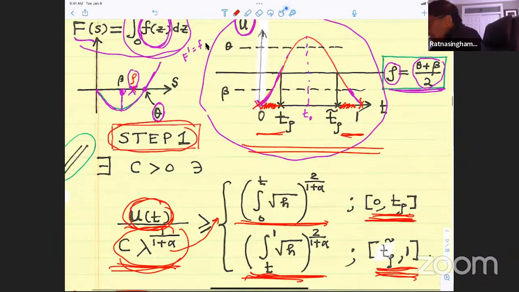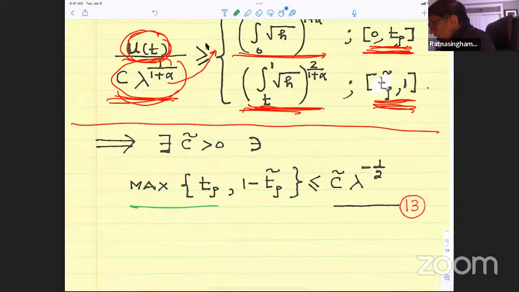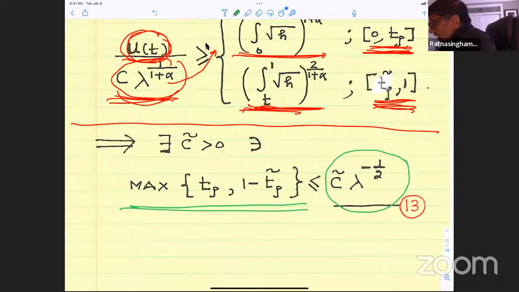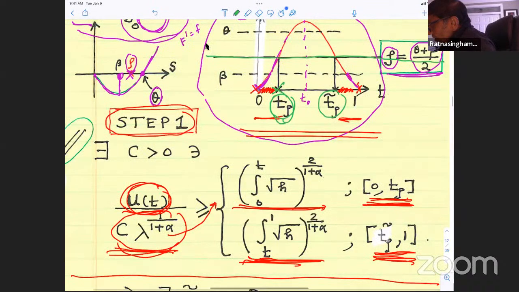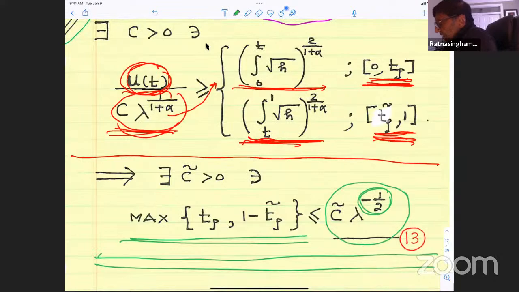Now, what this tells us is something very important. The points where the solution hits that fixed value theta plus beta by 2, one is T rho and one is T rho tilde. Because of these estimates, it's easy to see that the maximum between T rho and 1 minus T rho tilde is less than or equal to some constant times lambda to the minus half. Basically, what it means is that when lambda gets bigger and bigger, T rho is going to go towards 0 and T rho tilde is going to go towards 1. So that's another conclusion that can be derived from this estimate.